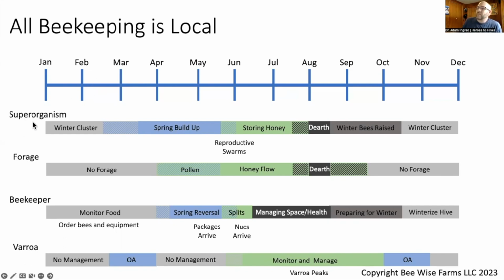But essentially, let's talk about what happens over the course of the season. This is for my location, northern Michigan. Again, 6 months of solid winter. So this is what our location looks like.